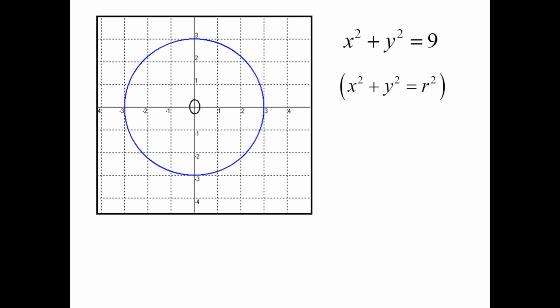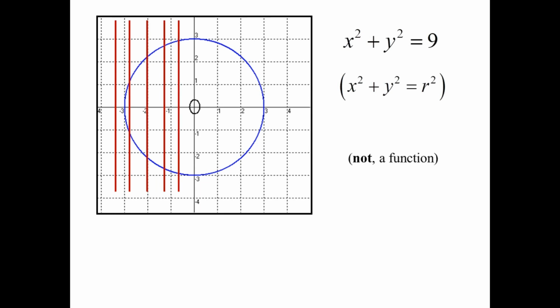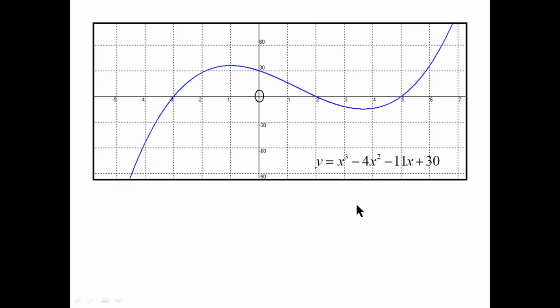And let's take a look at some vertical lines. Well, there's a vertical line that touches it twice. So this one fails the vertical line test and so is not a function. Not a function, because some vertical lines touch it twice. And you might notice that when y was squared, it turned out to be not a function. That's interesting.